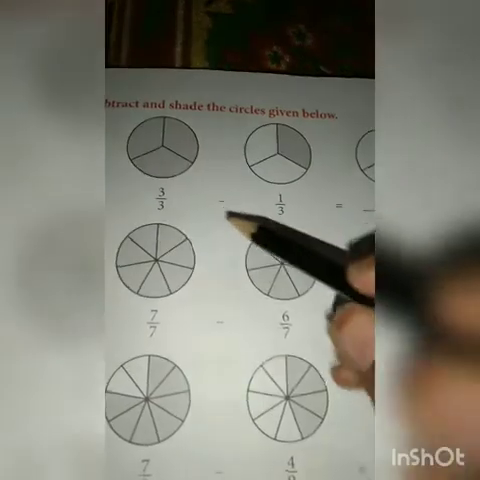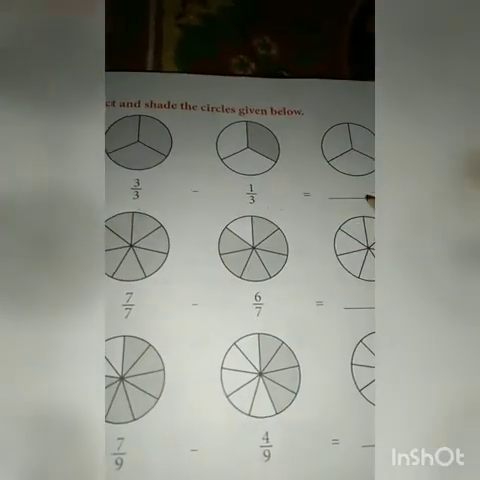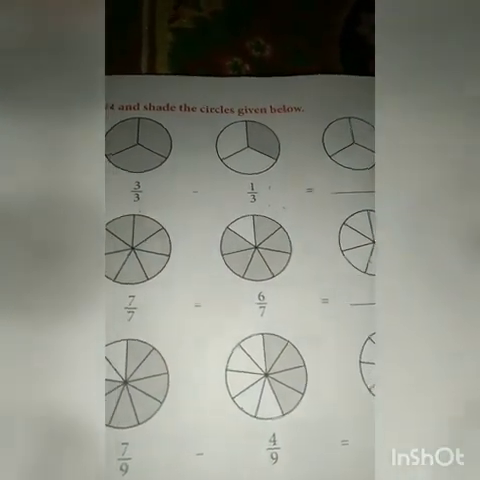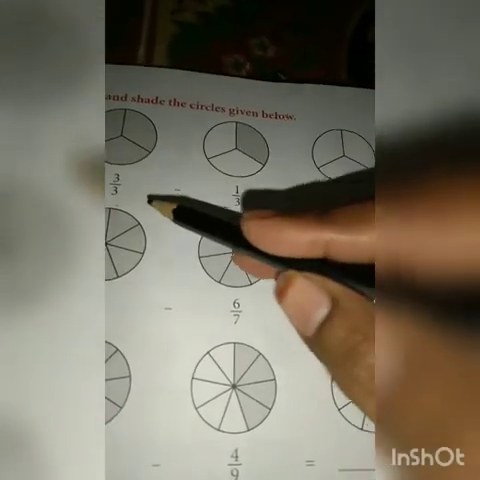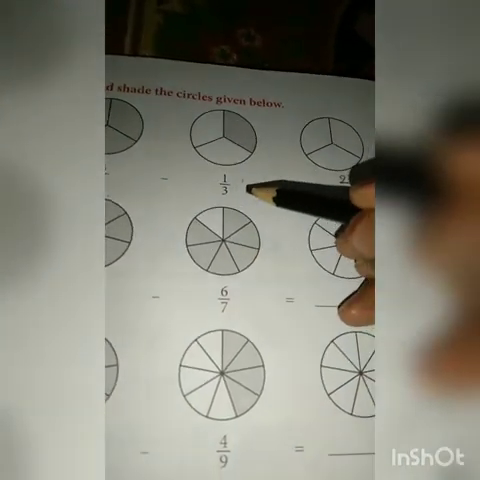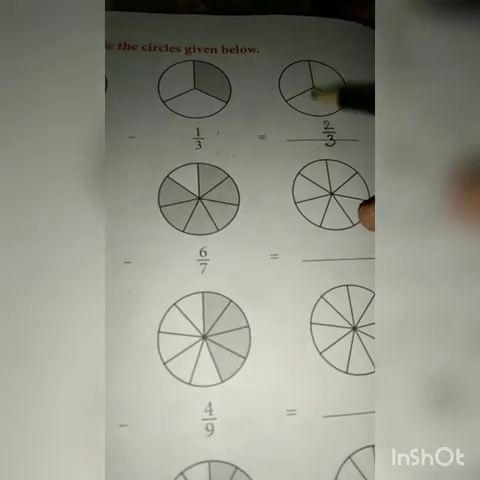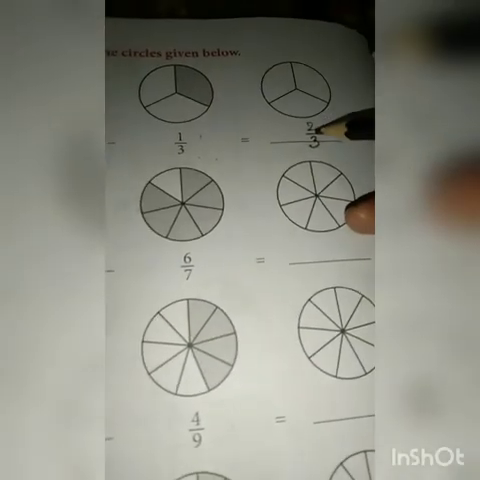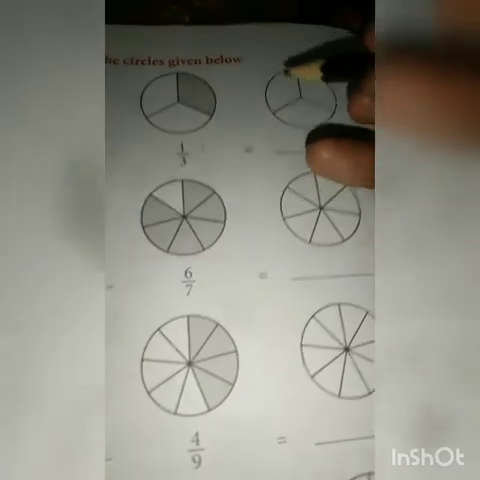Now what you have to do is write 3 and 3 common as the denominator, and 3 minus 1 will be 2. So what will be the answer here? 2 upon 3. So 2 upon 3 is the answer of 3 upon 3 minus 1 upon 3. So what will you do in this circle? Here also 3 parts are there, but how many do you have to shade? You have to shade 2 parts here because the answer is 2 upon 3. So 2 parts will be shaded here.